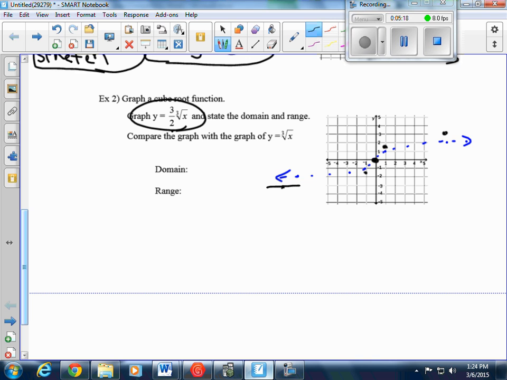So now our graph looks like this. When we come into the domain, it goes forever to the right, it goes forever to the left, so our domain is all real numbers. Our y values, it goes up forever, it goes down forever. Again, this one is all real numbers. And then if we compare these two, the only thing it did in this case was stretch, so it is a vertical stretch.